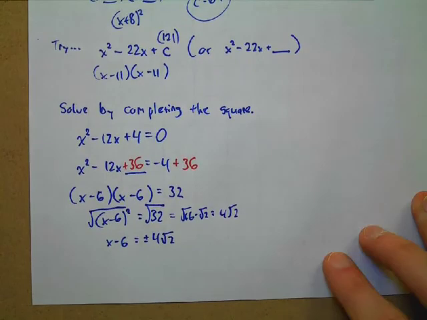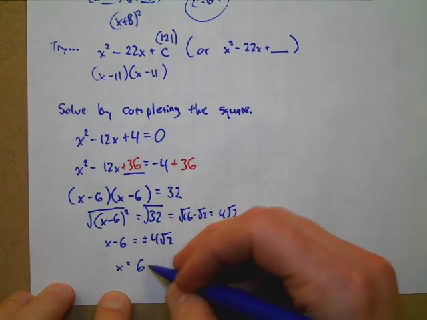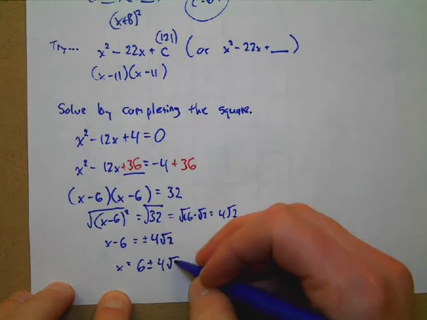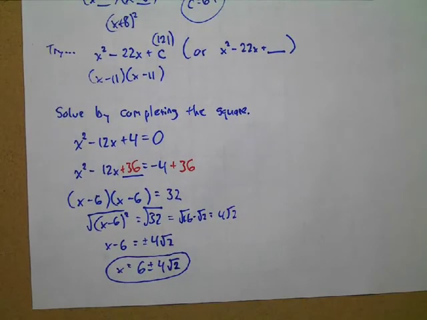And the final step, what do we do to both sides? Add 6. So you get 6 plus or minus 4 times the square root of 2. And there's our solved quadratic equation, without requiring the quadratic formula or anything like that.